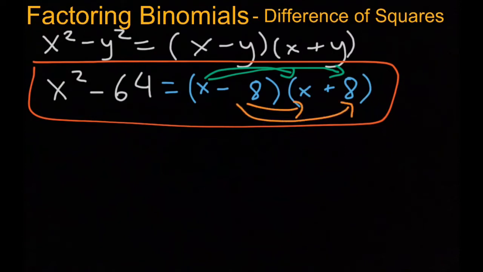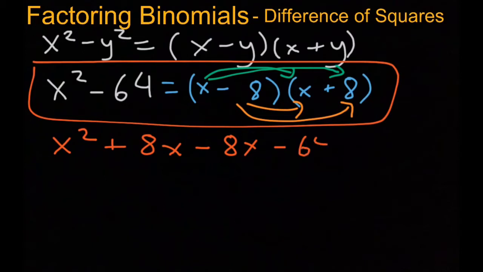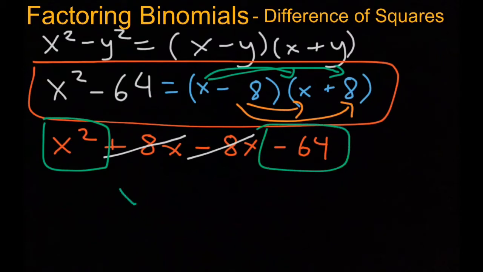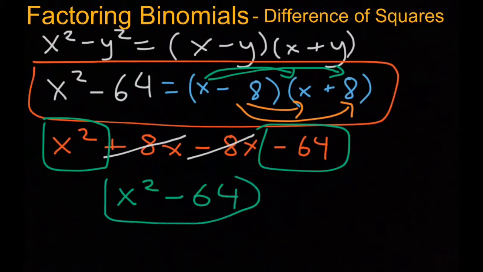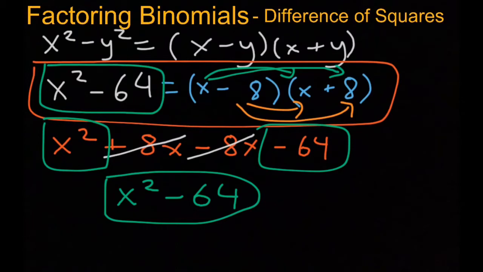So our answer would be x squared plus 8x minus 8x minus 64. And the 8x cancels out because one is positive and one is negative. So what you're really left with is x squared minus 64, which is the same as what you were given here. So you know that your answer is right, assuming you did the math properly when checking. Let's try a few more practice problems.